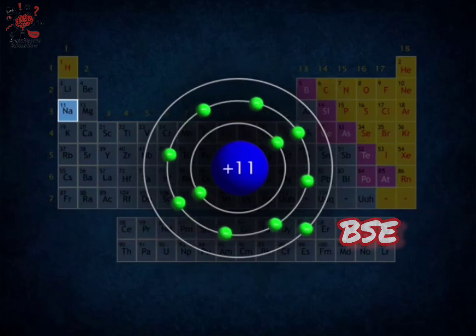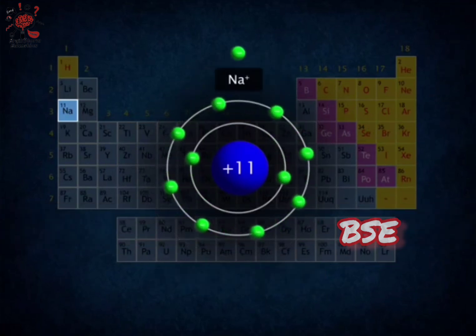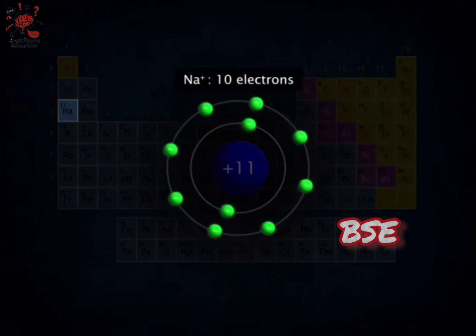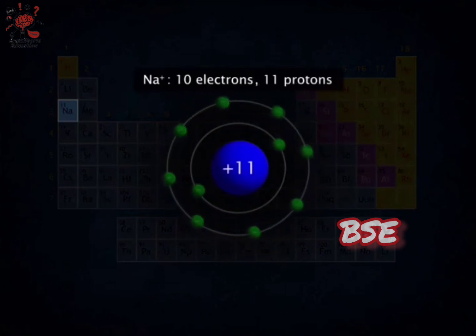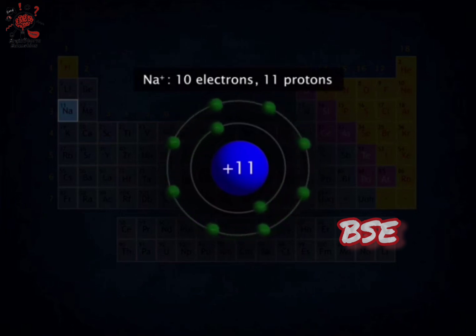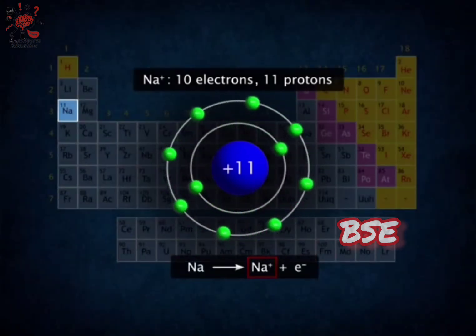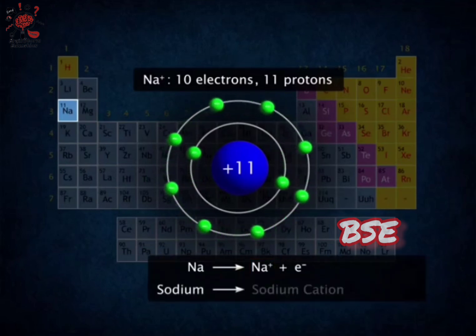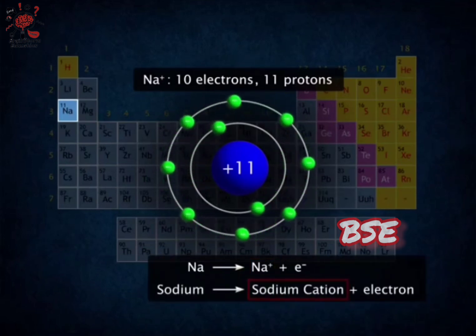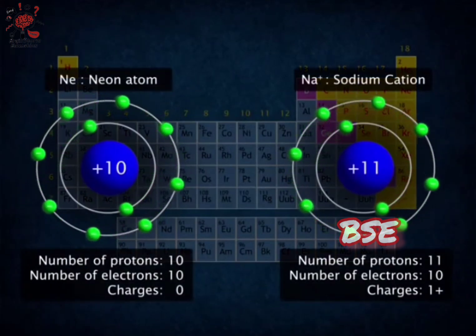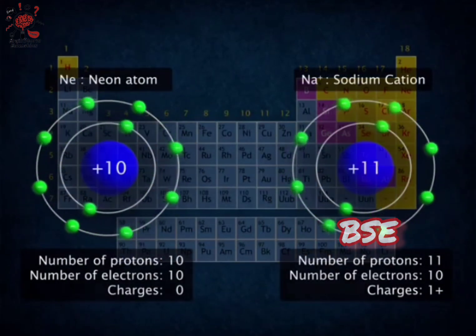The sodium atom gives up its outermost electron. Now it has 10 electrons, but the number of protons is still 11. Sodium becomes a positively charged ion, called cation. The sodium cation has a stable electron configuration.